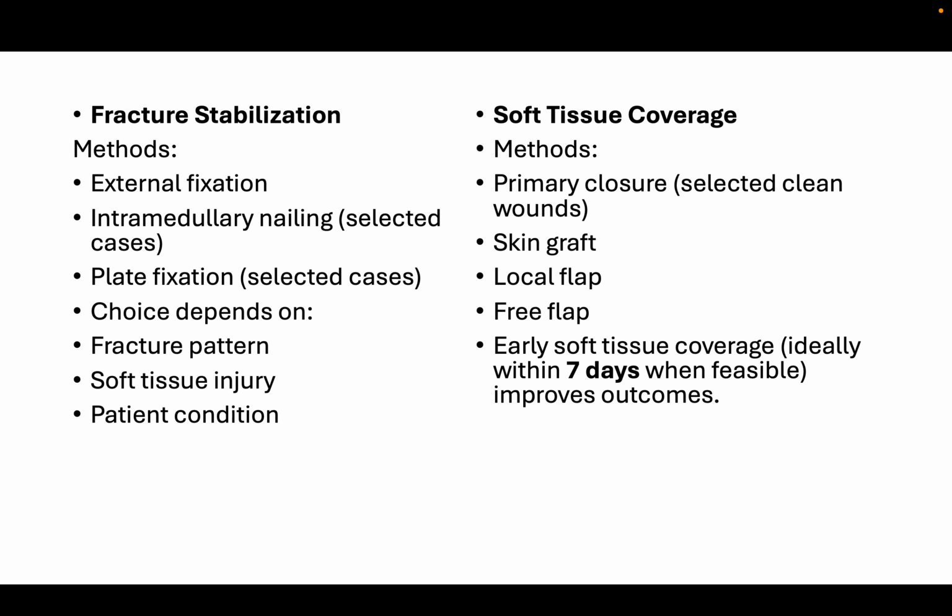Fracture stabilization. There are various methods to stabilize. In emergency, you place a slab, or external fixation in selected cases. For definitive fixation, you can go for intramedullary nailing or plate fixation. Choice depends on fracture pattern, soft tissue injury, and patient condition. Soft tissue coverage can be primary closure, skin grafting, local flap, or free flap, and early soft tissue coverage, ideally within 7 days when feasible, improves the outcome.